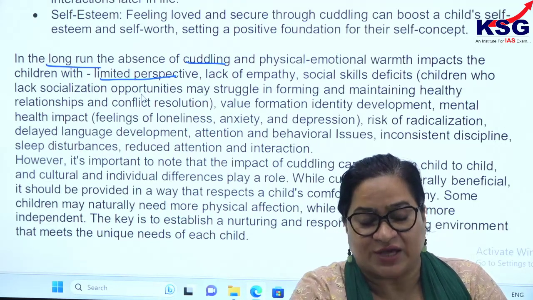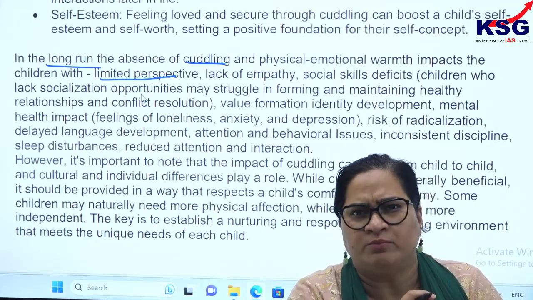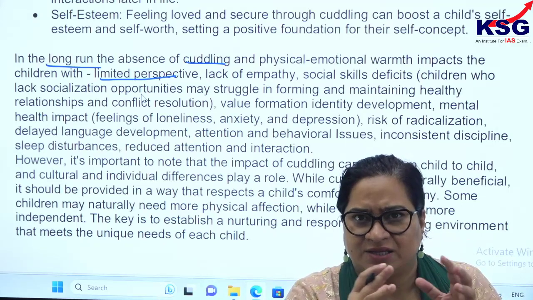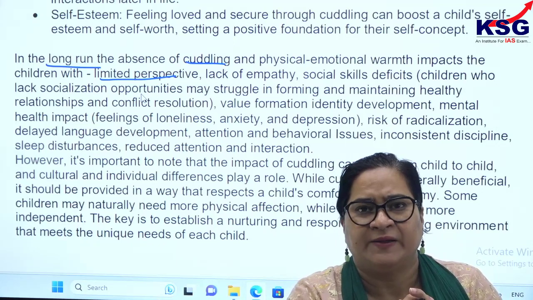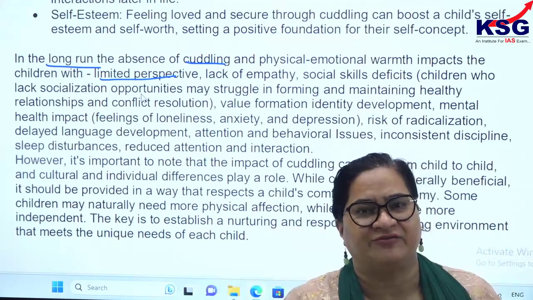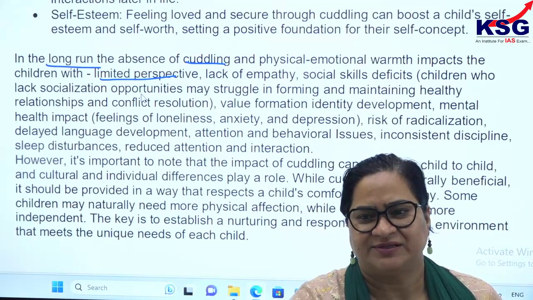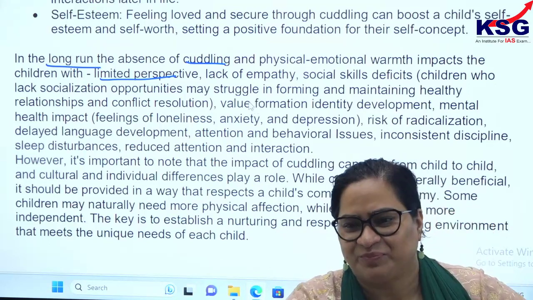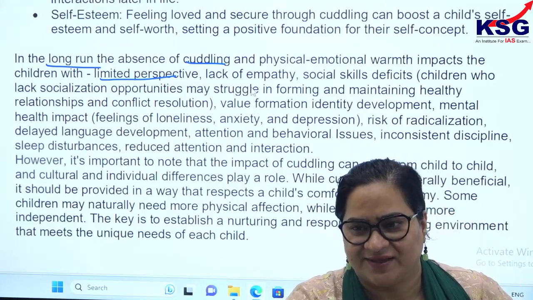You know, when you are psychologically feeling comfortable, warm, the sense of being held, the sense of belongingness, that also broadens your perspective as a grown up. Reflect on what I said. This is a very deep sentence which I said.